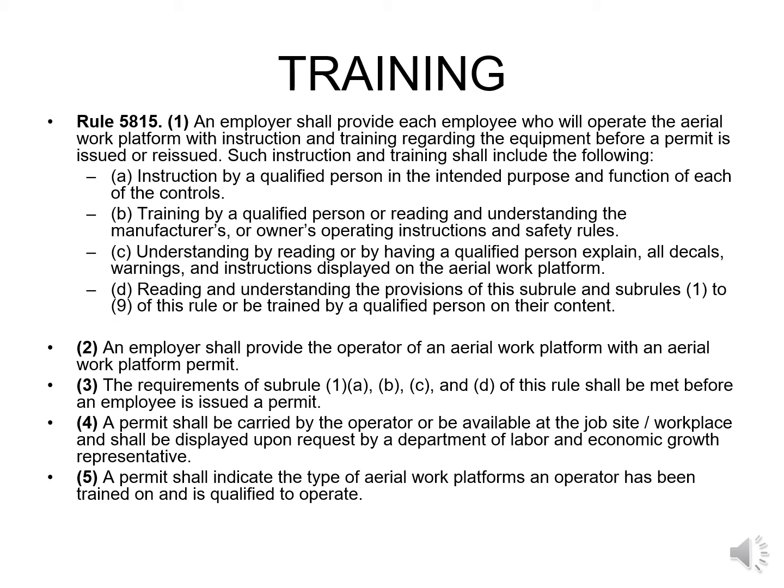2. An employer shall provide the operator of an aerial work platform with an aerial work platform permit. 3. The requirement of sub-rule 1A, B, C, and D of this rule shall be met before an employee is issued a permit. 4. A permit shall be carried by the operator or be available at the job site / workplace and shall be displayed upon request by the Department of Labor and Economic Growth representative. 5. A permit shall indicate the type of aerial work platform an operator has been trained on and is qualified to operate.